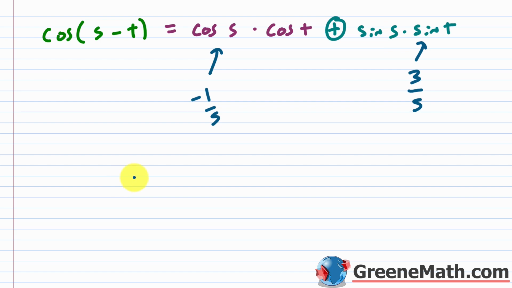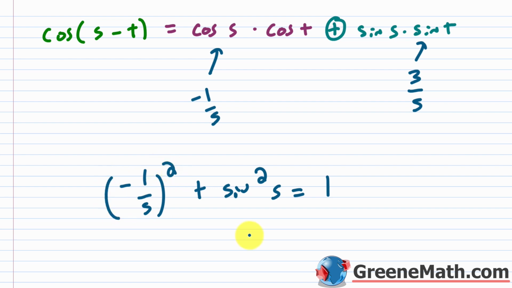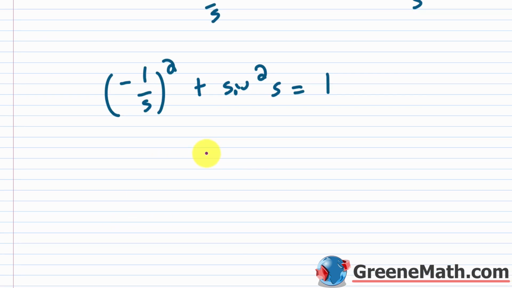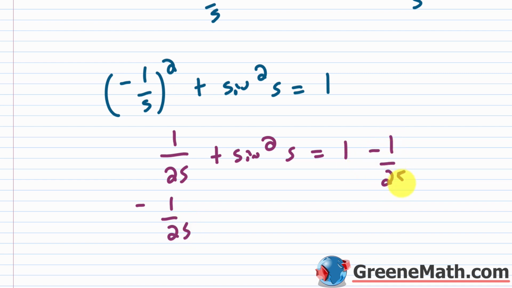So what you can do is say that cosine squared s plus sine squared s would be equal to 1. Now I know what the cosine of s is. It's negative 1/5, and I just want to square that. So let me get rid of this, and I'm going to put in negative 1/5, and I'm just going to square that. And let's come down, we'll come back up, and we'll say that negative 1/5 squared is going to be 1 over 25. And then we'll say plus sine squared s is equal to 1. Let's subtract 1 over 25 away from each side of our equation.